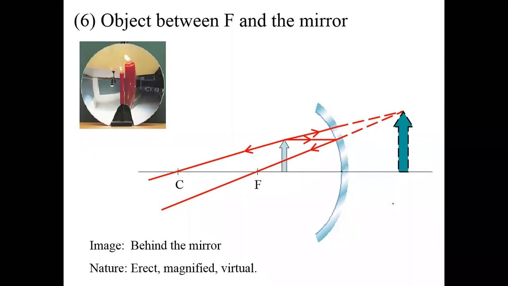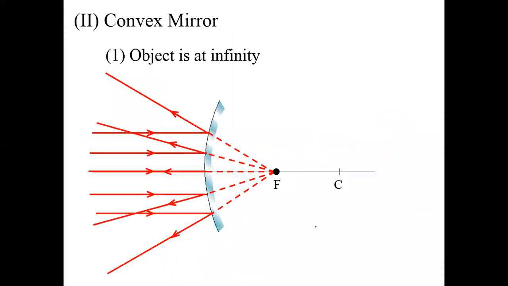This is the only way you can get an image that is virtual, erect and magnified for the concave mirror: when you put the object between the focal point and the mirror. This is the only way you can get it. All right, so now let's go to the convex mirrors.